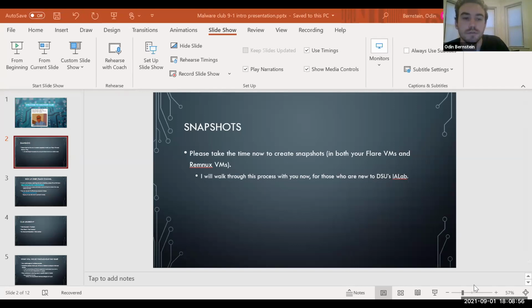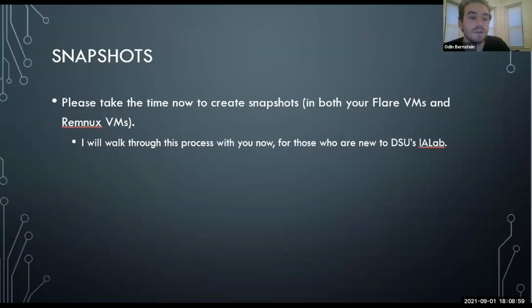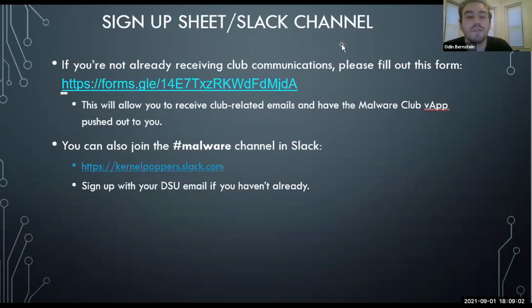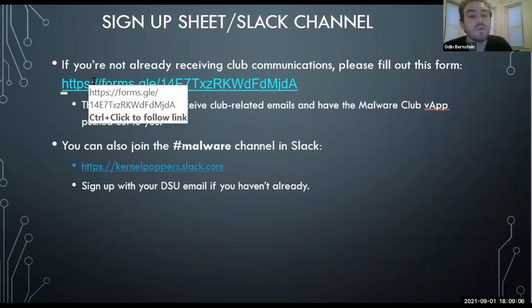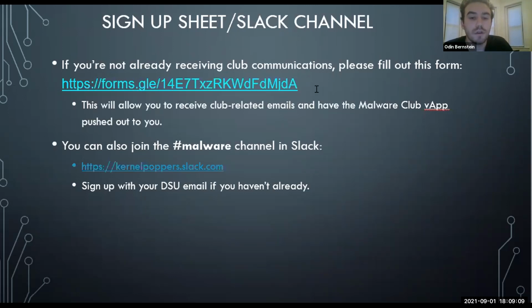Okay. All right, so now, like I was saying, if you're not already signed up, here's the form that you can sign up with. And then this will allow you to see all club related emails, and it will allow you to get the VApp pushed out to you for the next meeting. And also you can join the malware channel in Slack. So you would go to the DSU Slack, which is kernelpoppers.slack.com. And if you're not already signed up, you can sign up with your DSU email. And so I will give everyone just a minute if they haven't already filled this out.